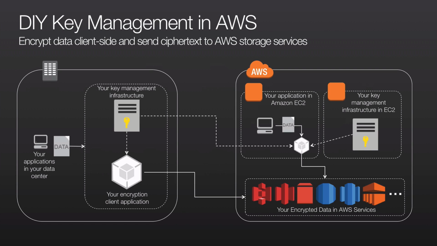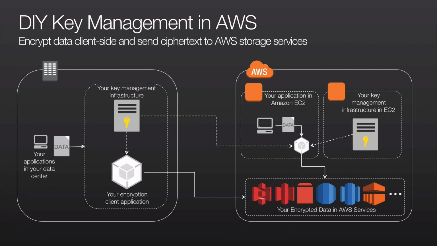Options for implementing this kind of infrastructure within AWS, well, you have a few. The first is DIY key management. This is where you encrypt data client side and send the ciphertext to an AWS storage service, whether that's Amazon Redshift or DynamoDB or another service. And in this scenario, you need key management infrastructure which provides the keys and manages the keys that are used to encrypt your data. That can run in private infrastructure on your own premises, or of course it can run in private infrastructure inside a VPC on an AWS instance, an EC2 instance.